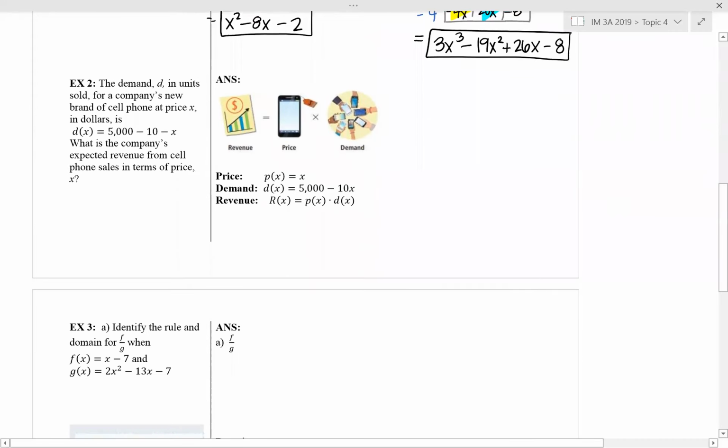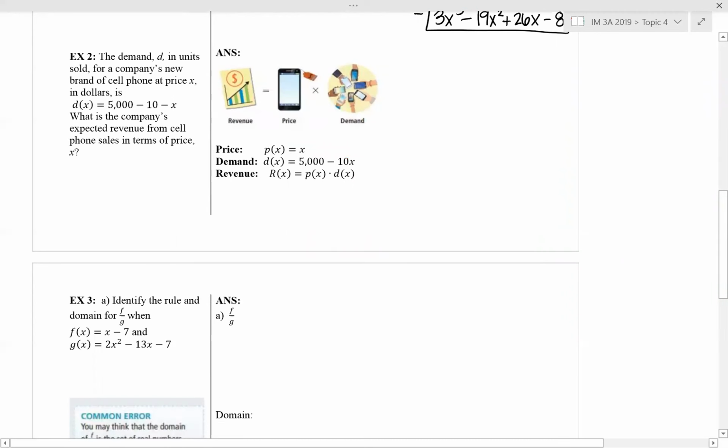For example 2, we are asked to apply some revenue problems. So the demand D in units sold for a company's new brand of cell phone at price x in dollars is demand of x equals 5,000 minus 10x. There's not supposed to be a minus there. So if we look at the equation here, sorry, those don't match. So 5,000 minus 10x is the equation for demand. So there was a typo in that part of the problem.